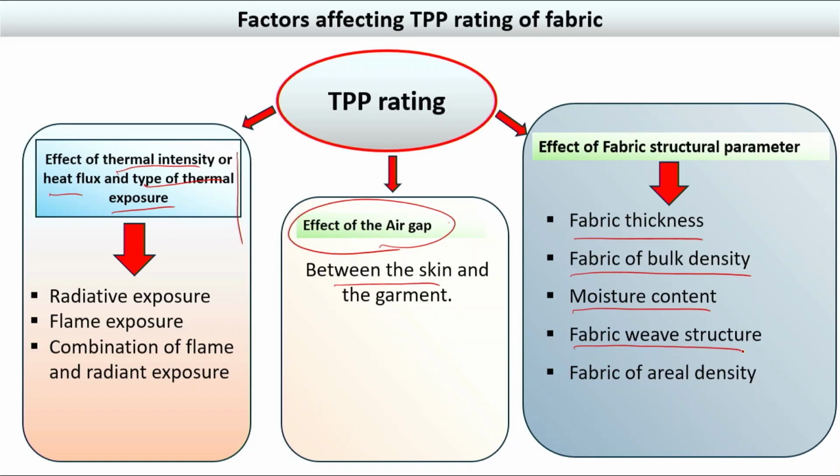Fabric weave structure. For a compact fabric, the TPP rating will be high, or fabric with higher areal density. With higher areal density, the TPP rating will be high. So, all these parameters affect TPP rating.